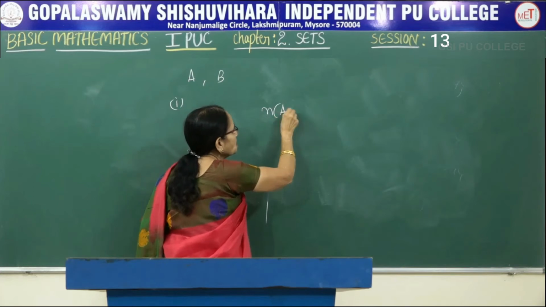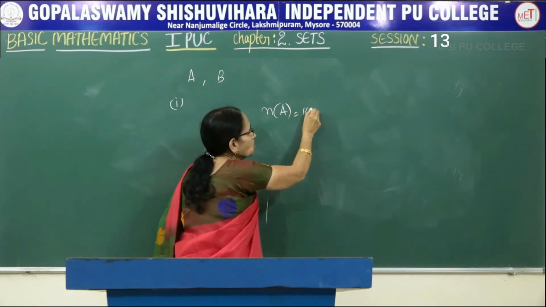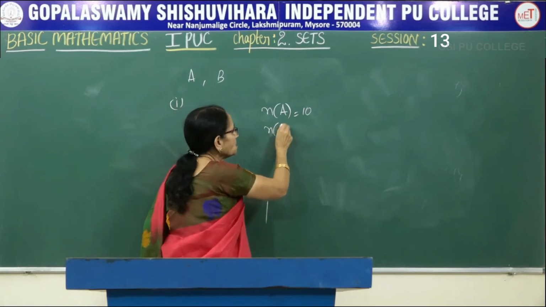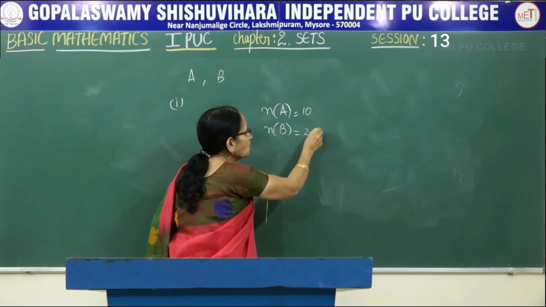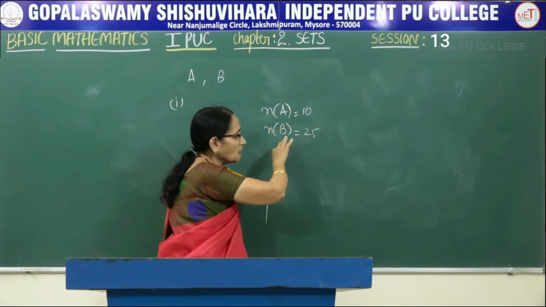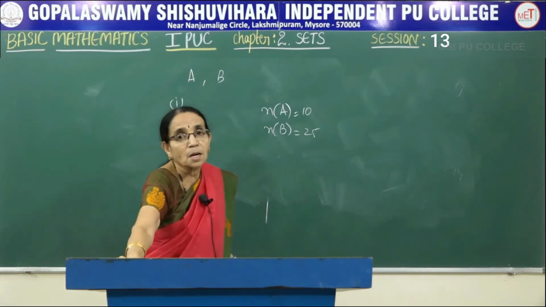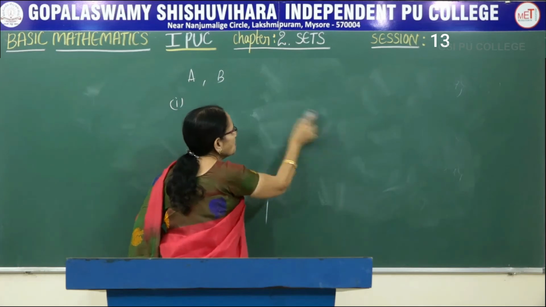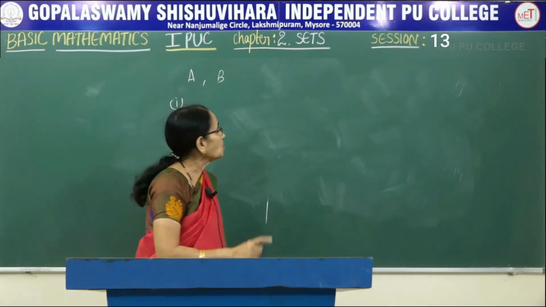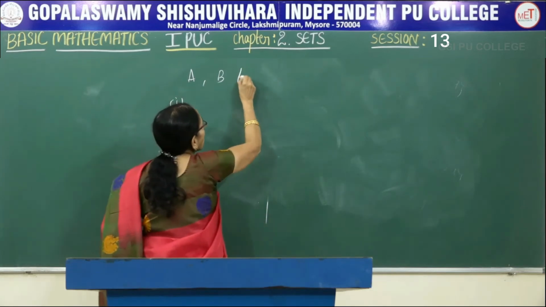Suppose A is having 10 elements, then we write n(A) is equal to 10. Suppose B is having 25 elements, I write it as n(B) is equal to 25. So when you use small letter n, inside the bracket you write the set, then the number on the right hand side gives how many elements are present in that set. So this is known as the cardinal number. Now A and B are finite sets. I am considering these are finite sets.